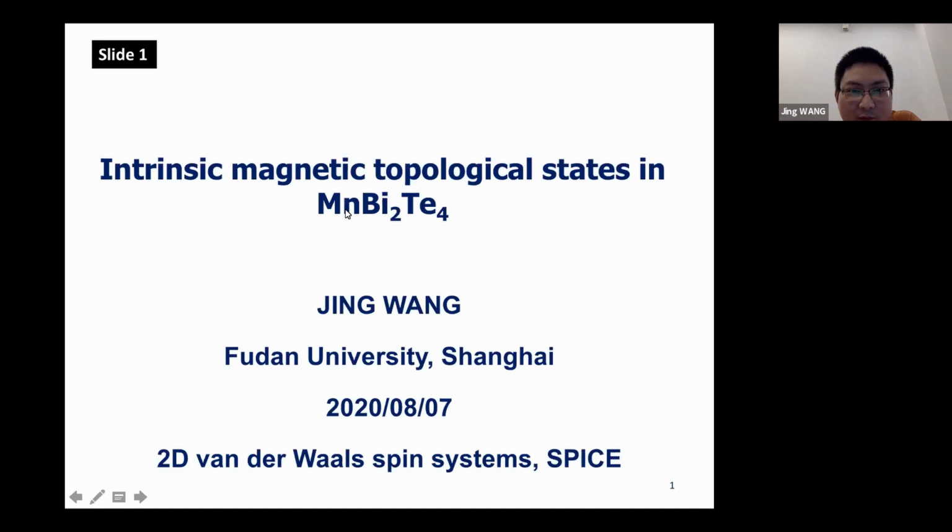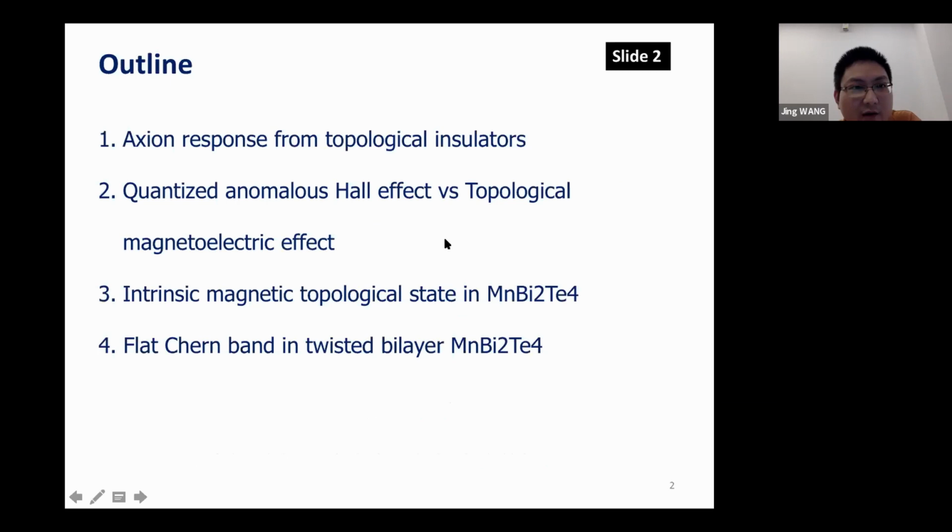This is a 2D van der Waals spin system, actually. I would mainly talk about this magical material called manganese bismuth telluride, right? Here's my outline. Since the 2D system can be exfoliated from 3D, this magical material has interesting properties in both 3D and 2D.